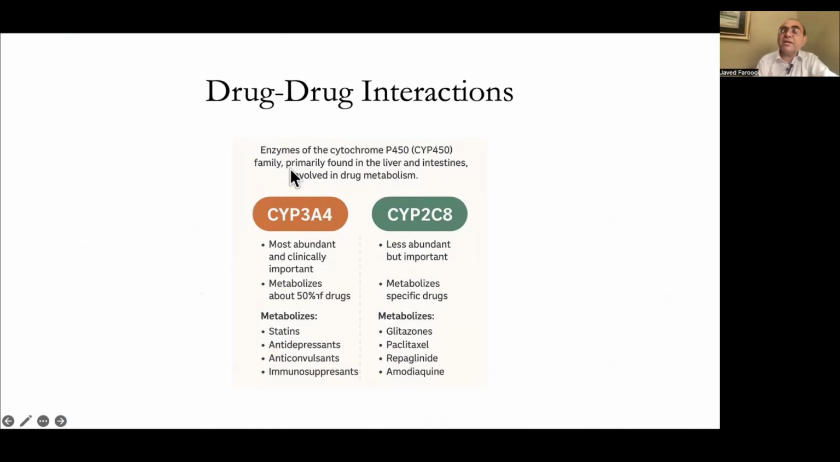So this is the difference between these two enzymes of the cytochrome P450 family, primarily found in the liver and intestines, involved in drug-drug interaction. CYP3A4 is the most abundant and clinically important, metabolizing about 50% of drugs, such as statins, antidepressants, anticonvulsants, and immunosuppressants. While CYP2C8 is less abundant but important, it metabolizes specific drugs such as glitazones, paclitaxel, repaglinide, and amodiaquine.